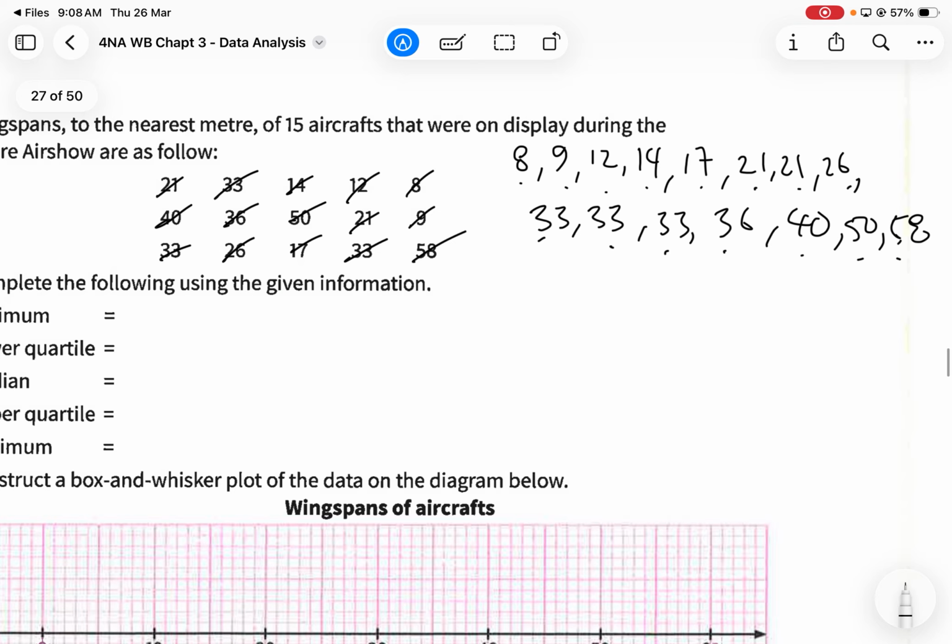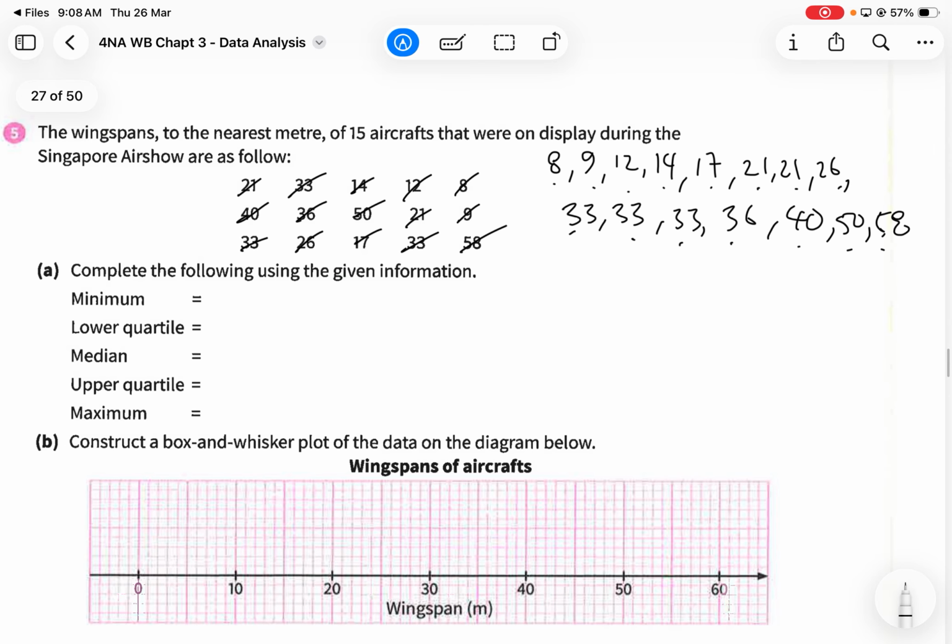Okay, now that I have arranged them from small to big, I can write down my minimum is 8. My maximum is 58. Median, there are 15 data. So 15 data means I have 7 to the left, 7 to the right, then 1 in the middle. Meaning my 8th data is my median. So I go and count. 1, 2, 3, 4, 5, 6, 7, 8. 26 is my 8th data. So 26 is my median.